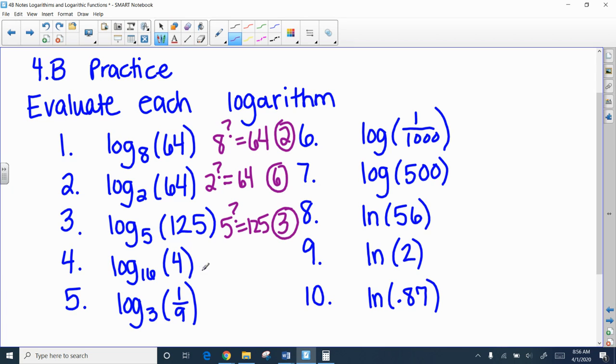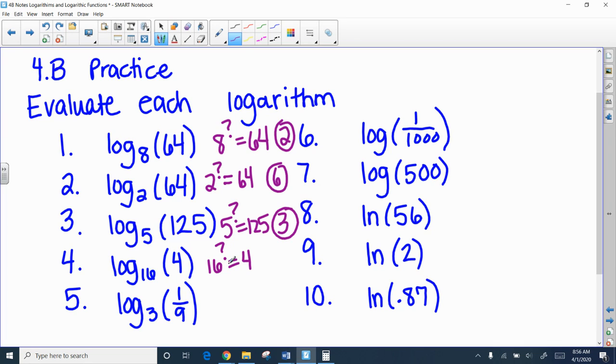Number 6, the base is 16. So on this one, we're trying to find 16 to what power equals 4. This one's a little tricky. It's not a fraction because, so I know it's not a negative exponent, but I also know if I do 16 to the first power, it'd be 16. So it's going to be smaller than 1, but not a negative number.